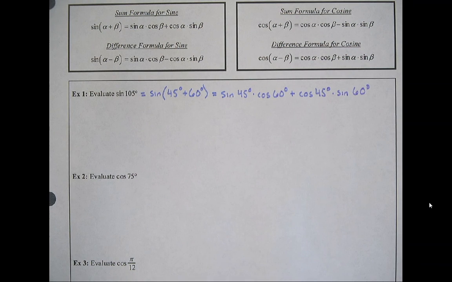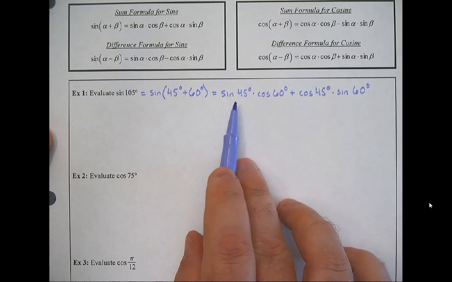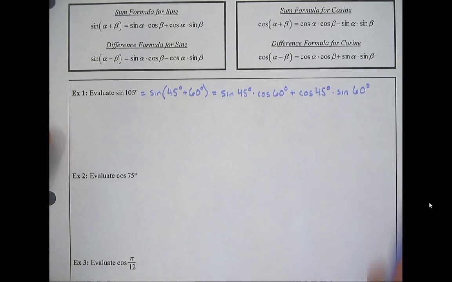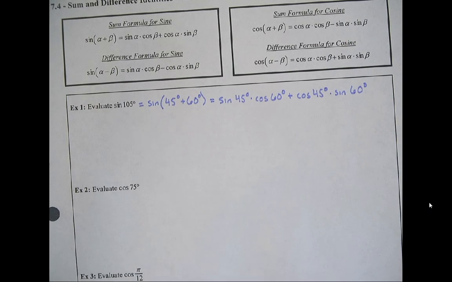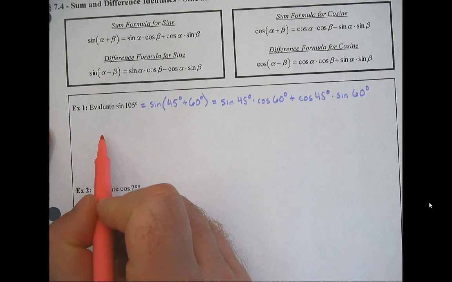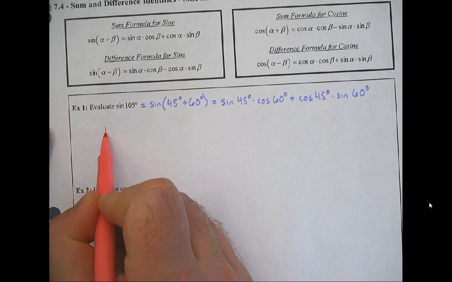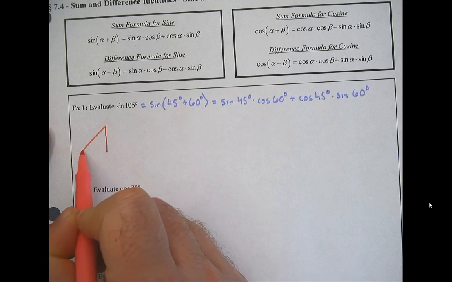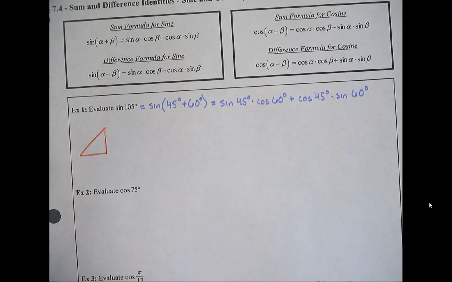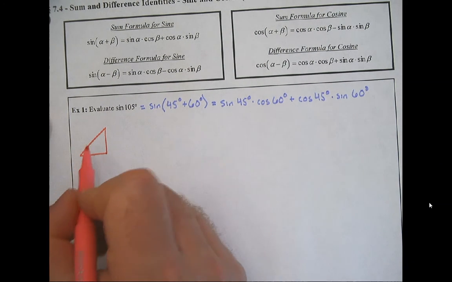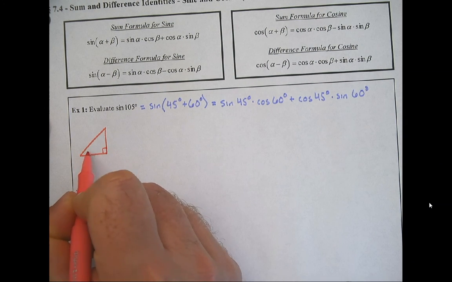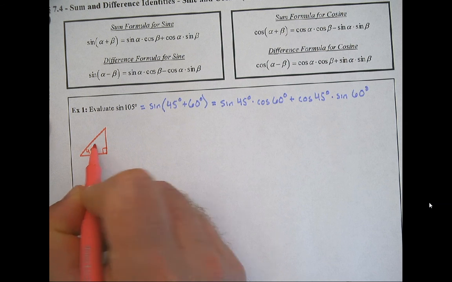Now you might say, how is that any better than what we had? Well, it's better because we can now turn these into special right triangles. We have a special right triangle, the 45 special right triangle. So over here, I'm going to draw myself a 45-degree triangle. This is a right angle. Reference angle is 45 degrees.